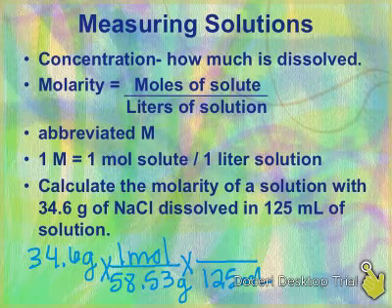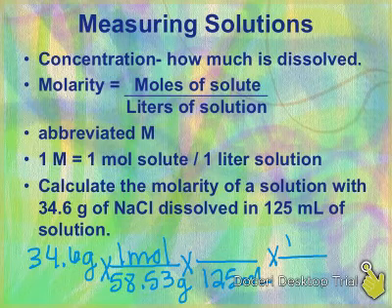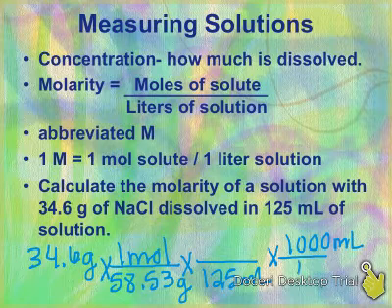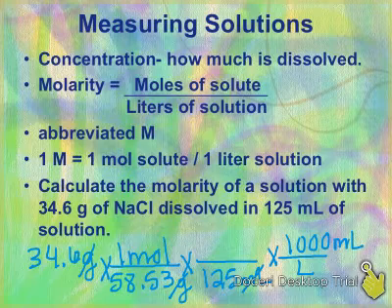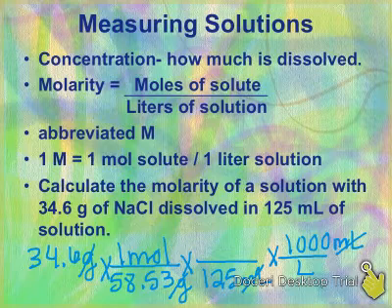But we don't want milliliters. So you have to get it out. And if you guys want to do this step in your head, go for it. If you just want to move your decimal over 3 times, I'm perfectly happy with that. Okay? But now our grams cancel out, our milliliters canceled out, and we are left with moles on the top and liters in the bottom, which is the correct unit for molarity, correct? So then you just do the math. You're going to do 34.6 divided by 58.53 divided by 125 times by 1,000, right?